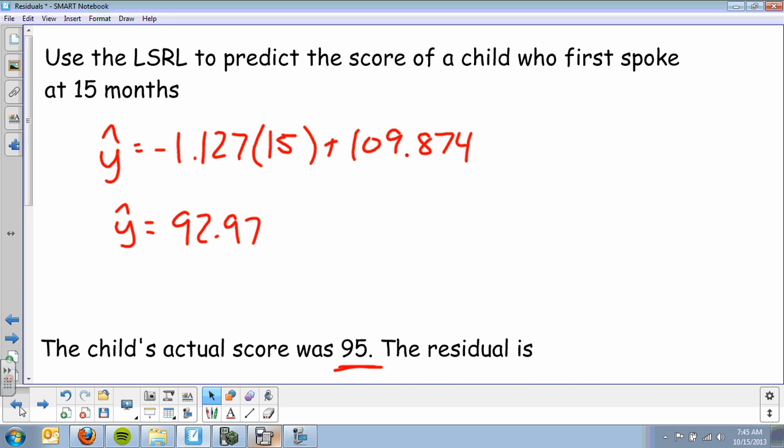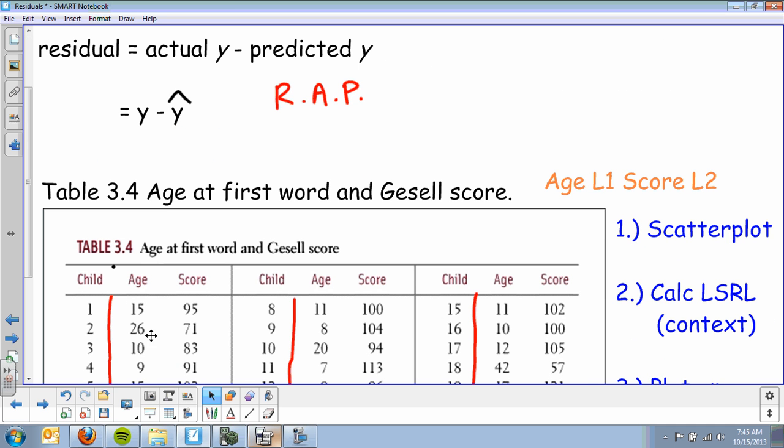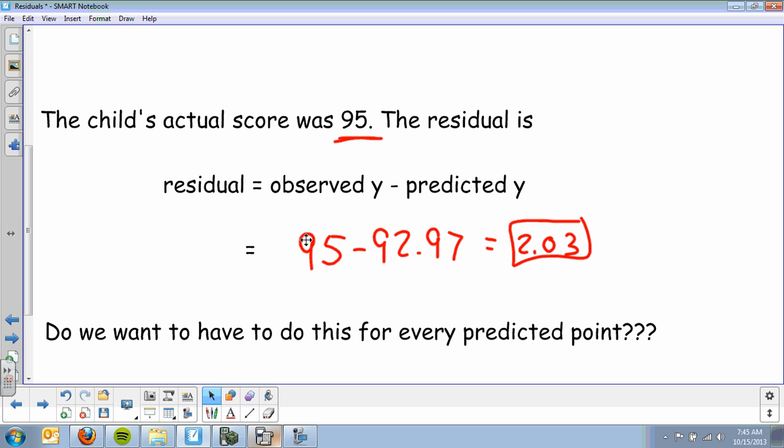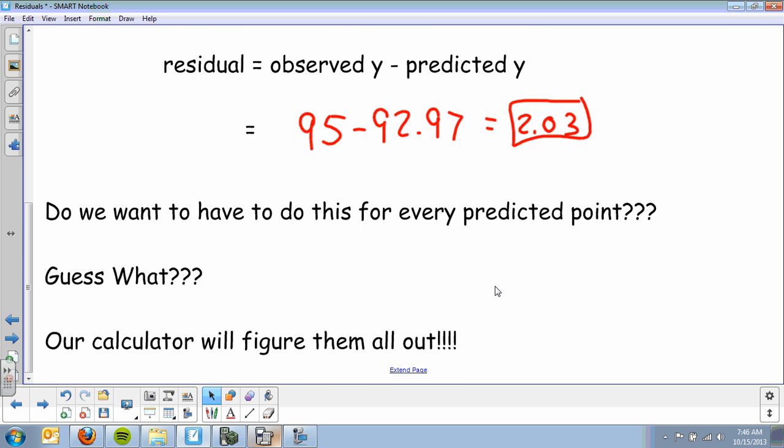If you look at the very first child, age 15, their actual score was a 95. So the residual is observed y minus predicted y, or residual RAP, actual y minus predicted. They got a 95. The predicted value, according to the line, is 92.97. It gives me a residual of 2.03. Do you want to have to do this for every point? No. Guess what? Your calculator does it for you.